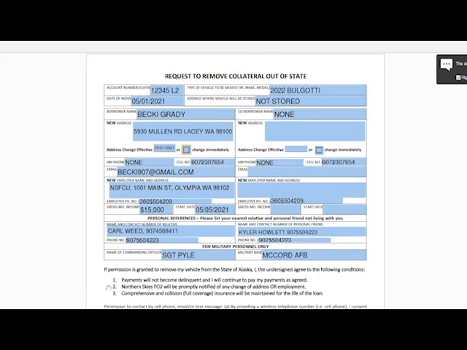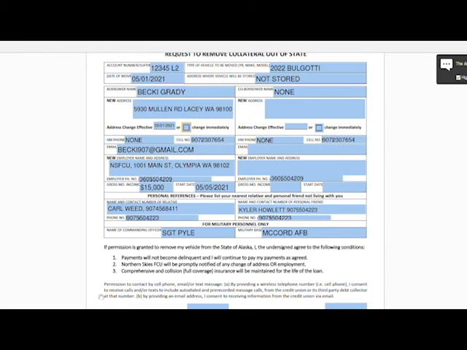Make sure that this member is reading this information. If permission is granted to remove my vehicle from the state of Alaska, I, the undersigned, agree to the following conditions. Note that that says if. We are under no obligation to approve collateral being removed from the state. Payments will not become delinquent, and I will continue to pay my payments as agreed. Northern Skies will be promptly notified of any change of address or employment. Comprehensive and collision full coverage insurance will be maintained for the life of the loan.